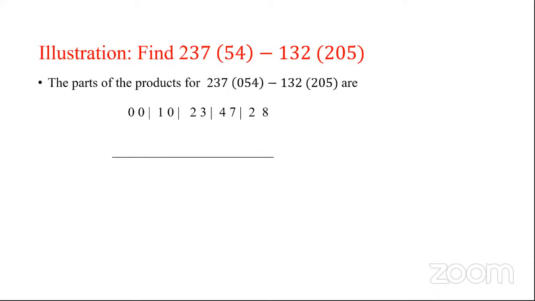2 into 0, 0. See what I am doing. 2 into 0, 0. Then 2 into 5, 10, because 3 into 0 will be 0. And then the other 3 parts. For 132 into 205, no question. 2 into 1, first part. 6 will be second. 9 will be third. 5 into 3, 15. And 5 into 2, 10.